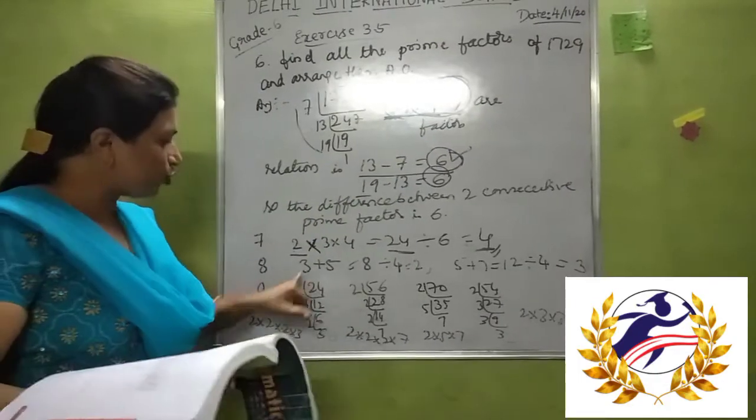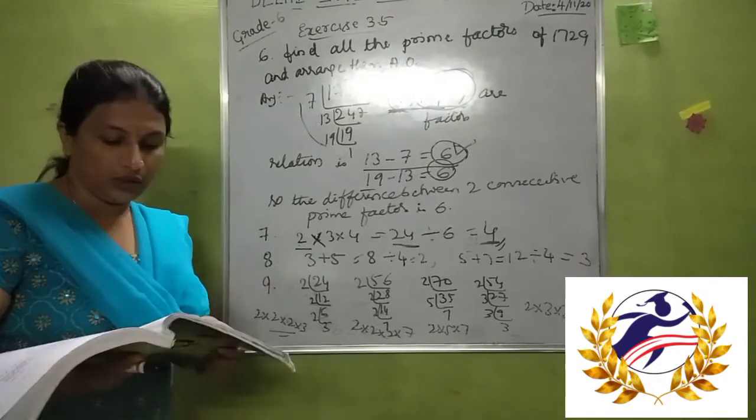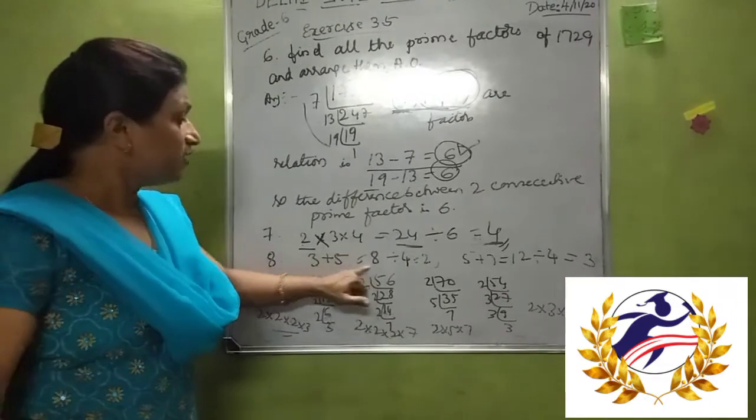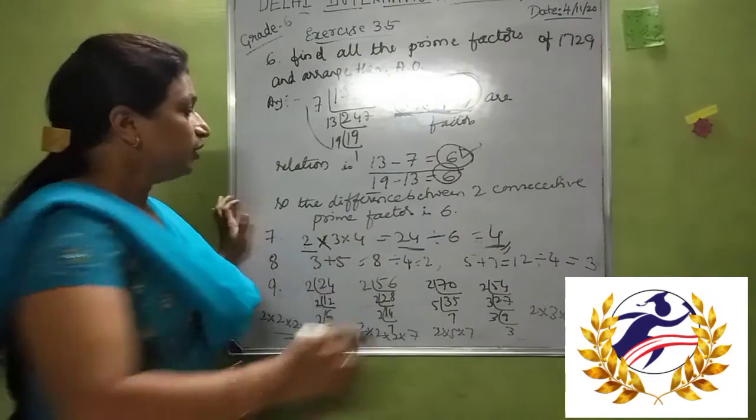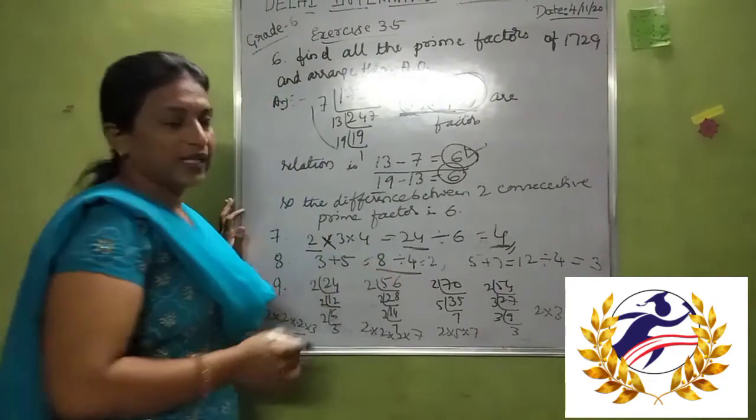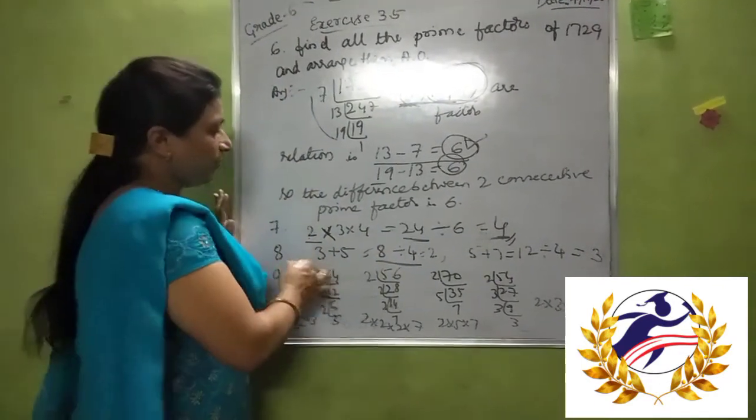So they should be added. The sum of 2 consecutive odd numbers should be taken, and the answer which comes should be divided by 4, giving the remainder 0. Yes, so it can be done with this example.